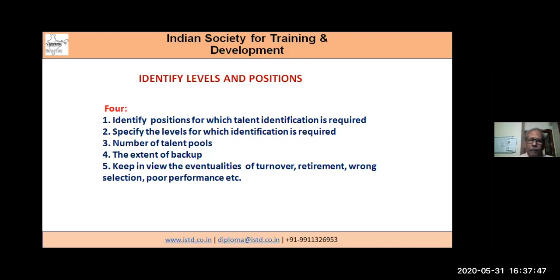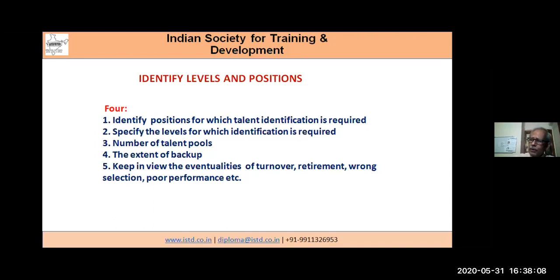The number of talent pools. Now this is another point. Number of talent pools in the sense that how many people do you want? What will be the pool? I mean, for every requirement of one person, how many people do you want to keep? See, the pool and the backup both. How many people do you want to keep?